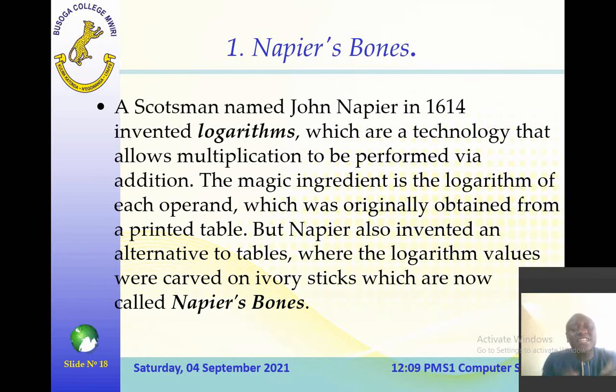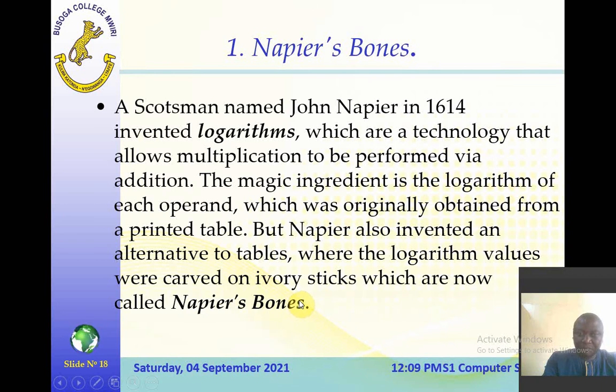Now the magic ingredient, the logarithm of each operand, was originally obtained from a printed table. Napier also invented an alternative to the tables, where the logarithm values were carved in ivory sticks, which are now called Napier's Bones.